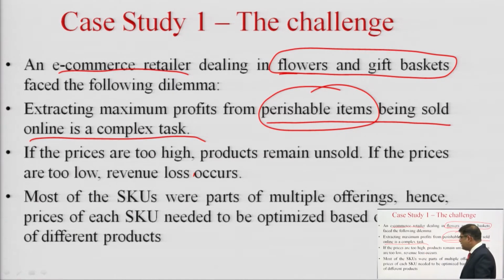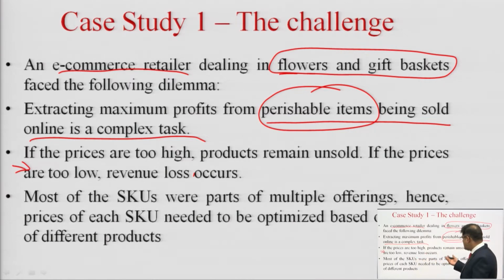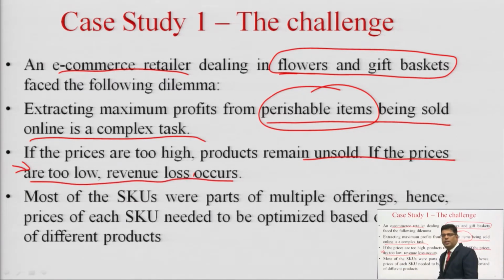This is not easy. Now this point explains why it is not easy. If the prices are too high, the products remain unsold, and if the prices are too low, revenue loss occurs. So, if the prices are too high, people will not purchase them, and therefore the products will remain unsold, and because it is a perishable product, it cannot be stored for long. So, the product will become waste and will have to be thrown away, and the company will suffer losses. So, this is a big dilemma.